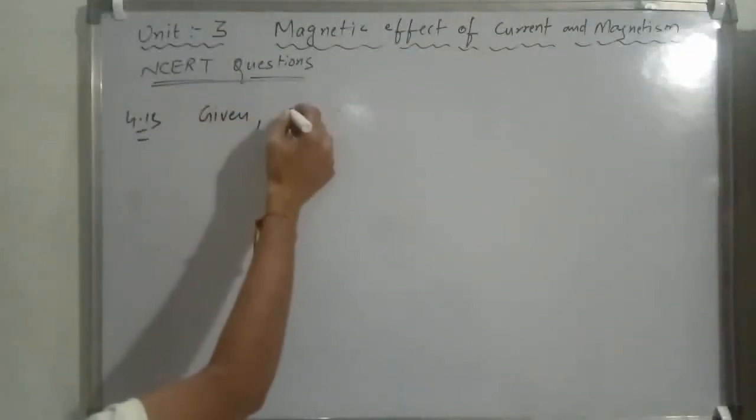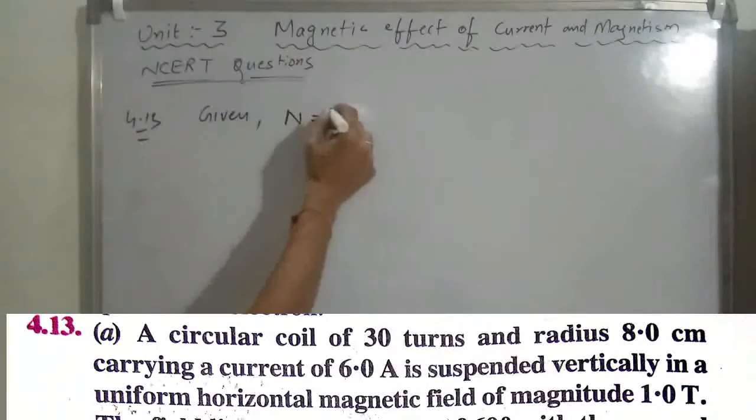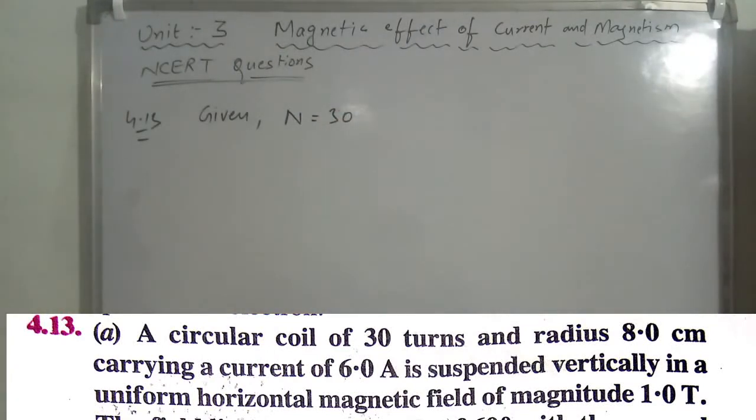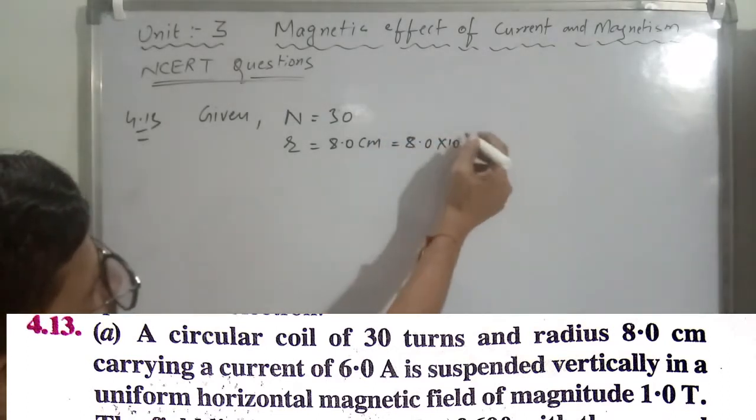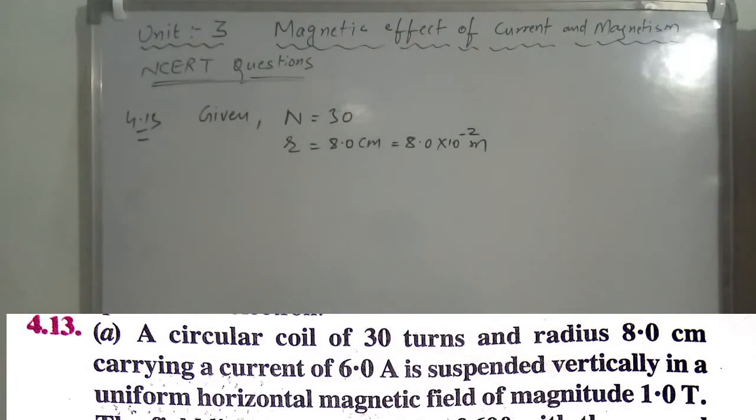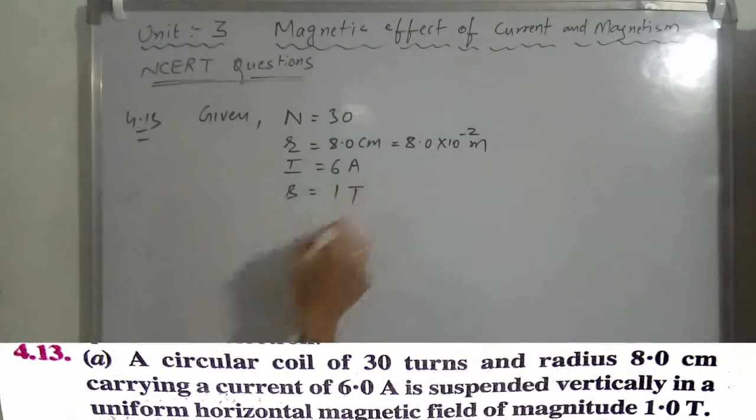Given is a circular coil having a total number of turns of 30 and radius 8.0 centimeter. You can write 8.0 × 10⁻² meter. It is carrying a current of 6 ampere, and is suspended vertically in a uniform horizontal magnetic field of magnitude 1 Tesla.